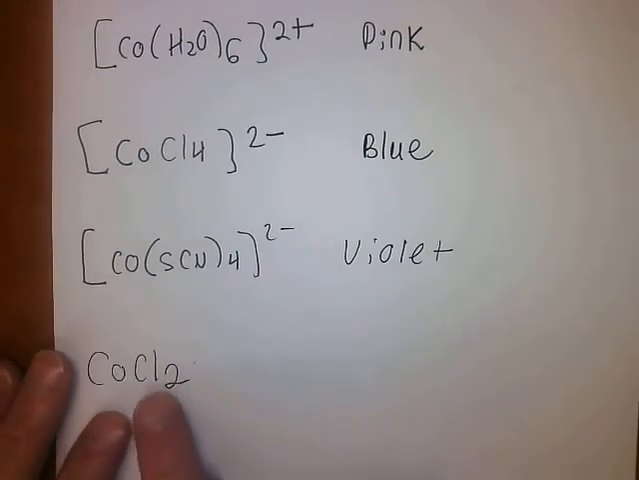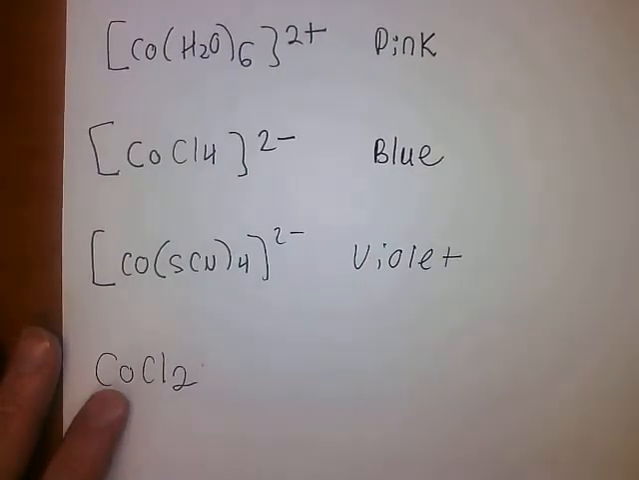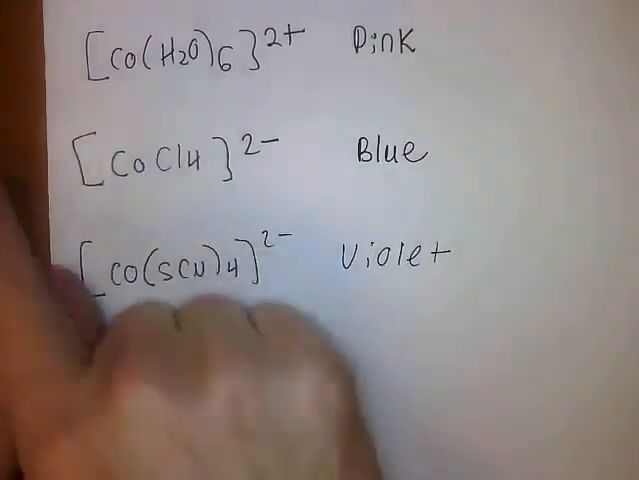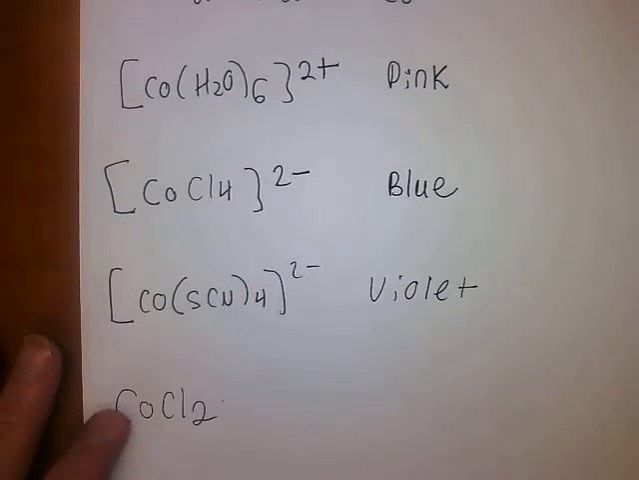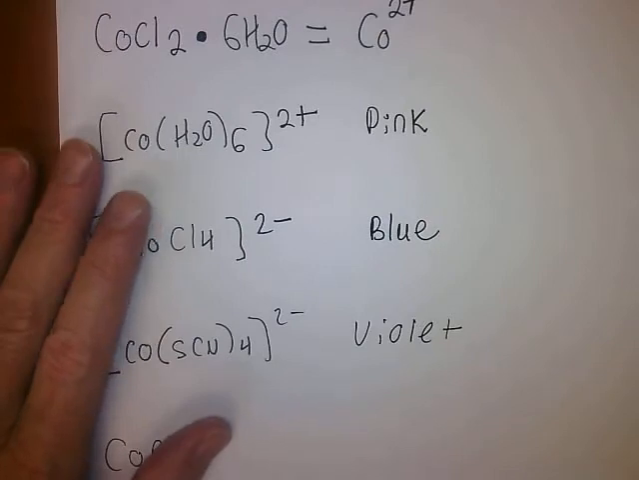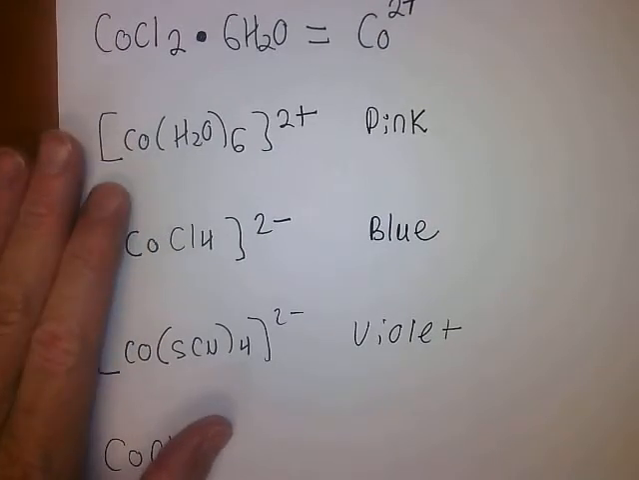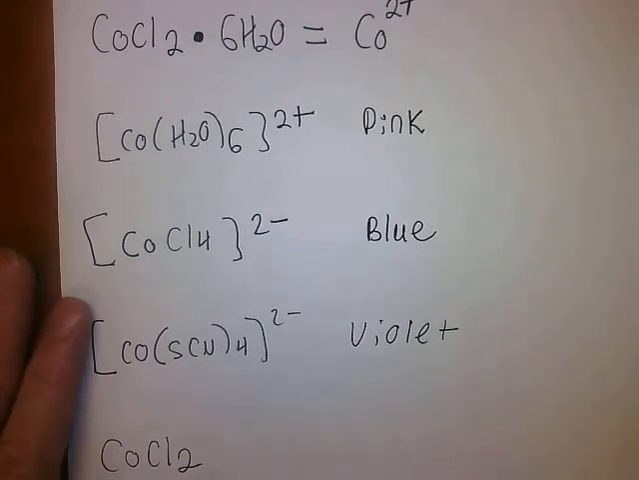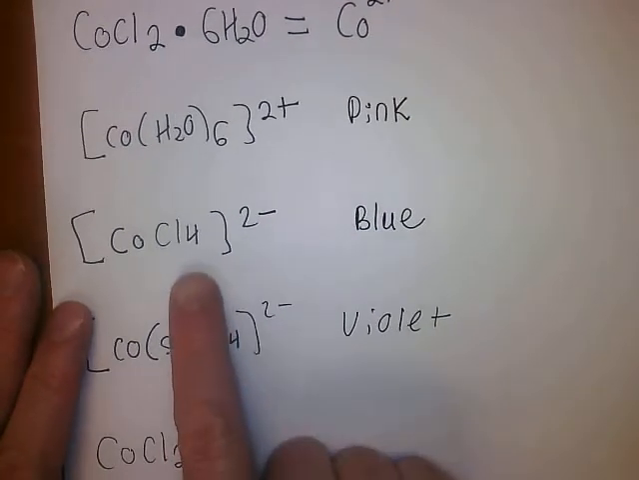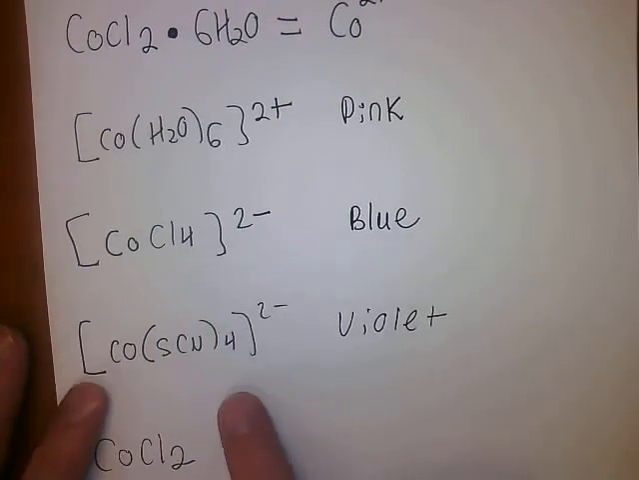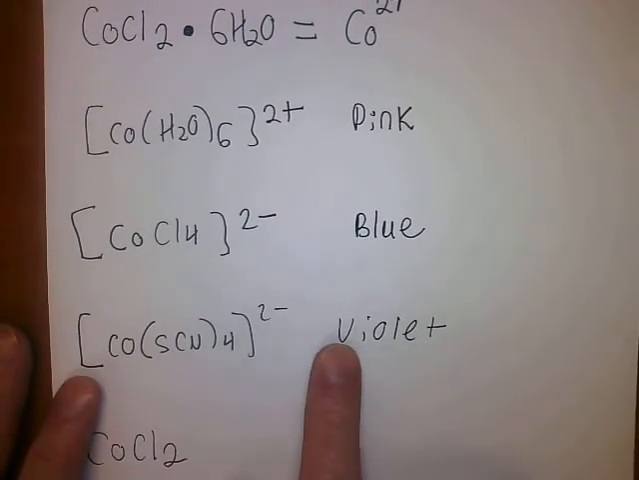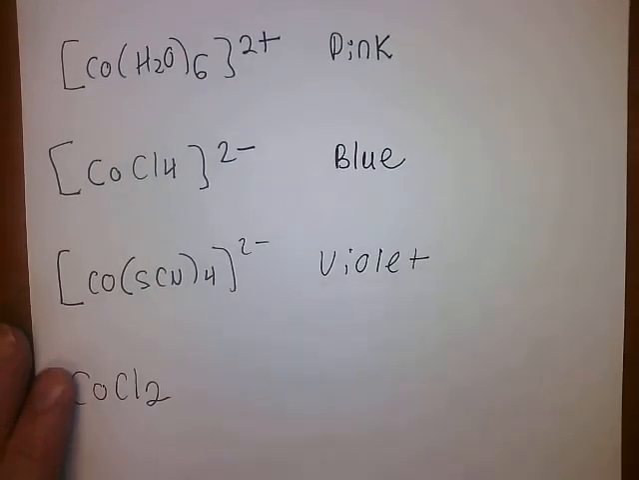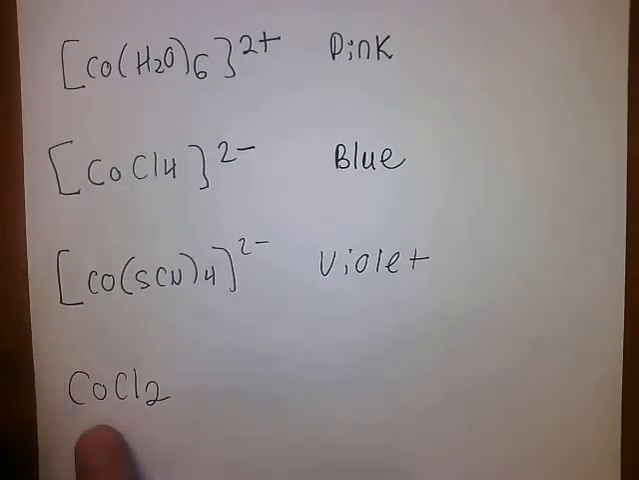We could do the same thing with the ethanol one that we did down here, the one that had ethanol. We dissolved it in ethanol, add water to it, and it'll turn pink and form the hexaaquo. Right, so one more time, the hexaaquo ion is pink. That's what you're going to get when you dissolve a cobalt-2 salt in water. The tetrachlorocobaltate is blue. That's a tetrahedral ion. The tetrathiocyanato is violet. That's another tetrahedral ion. And then you have the anhydrous cobalt chloride.